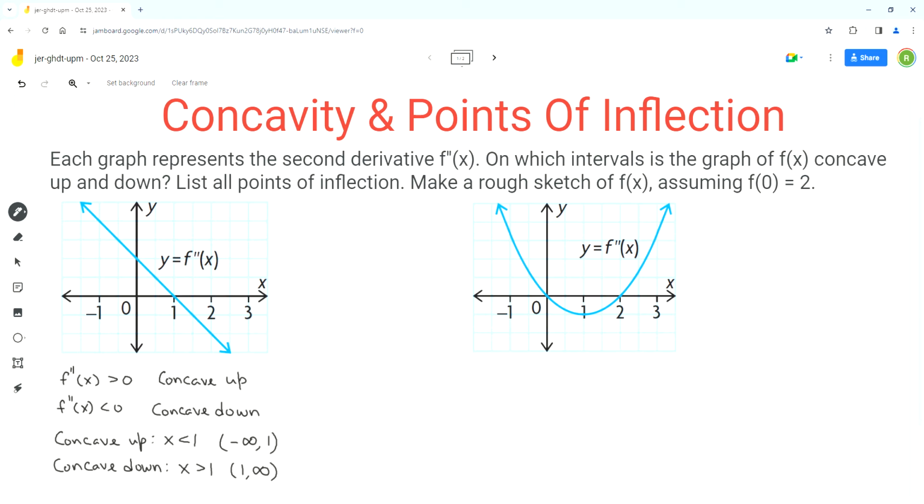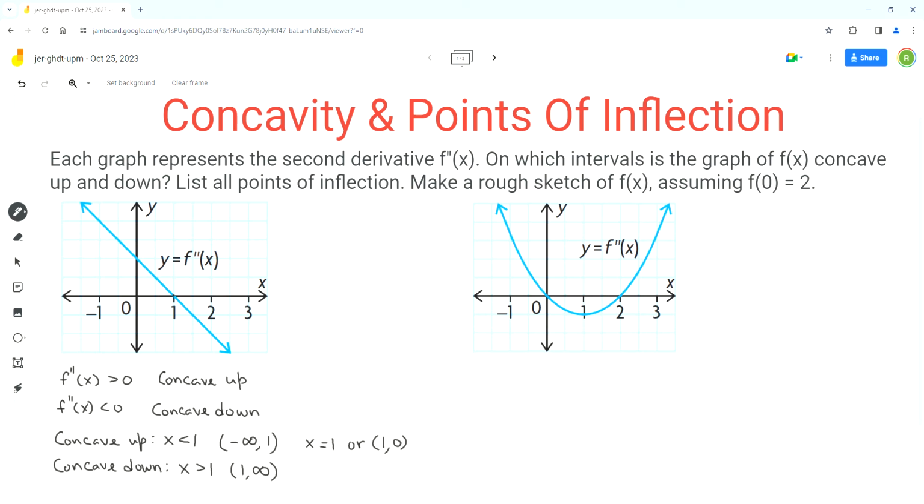Now we have to list all points of inflection. Points of inflection are points where the second derivative is either equal to 0 or undefined. In this graph, there is one point where the second derivative is equal to 0, and that's the x-intercept of the graph, at x equals 1. So the inflection point can be written as x equals 1, or as an ordered pair, (1, 0). So that means f of x has just one inflection point.